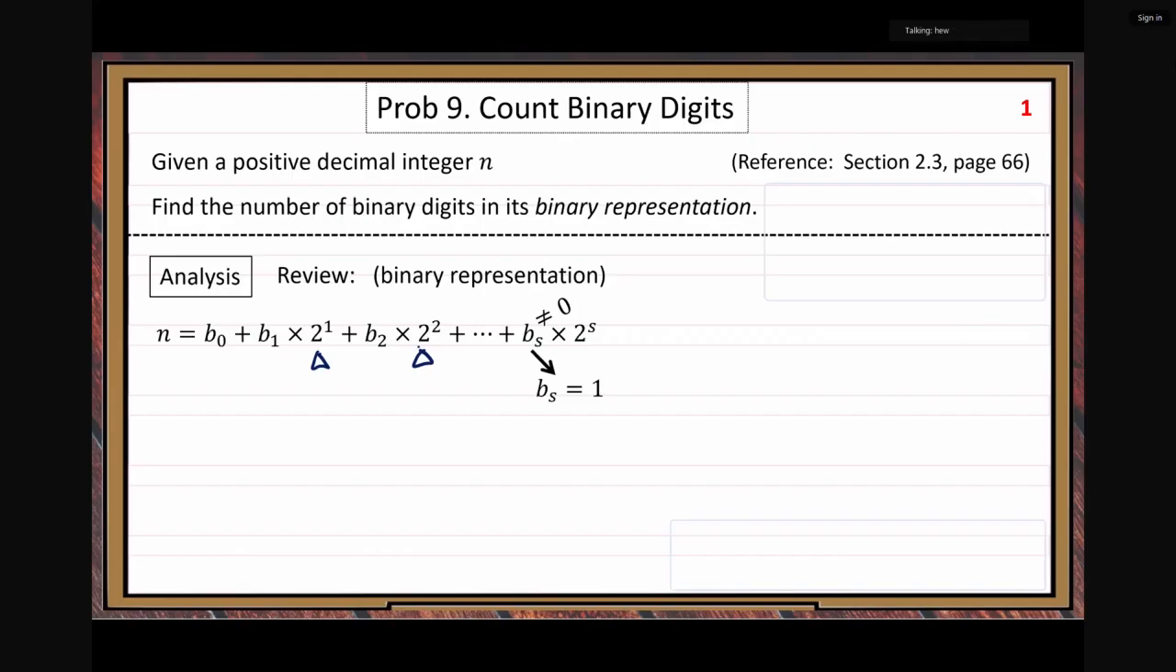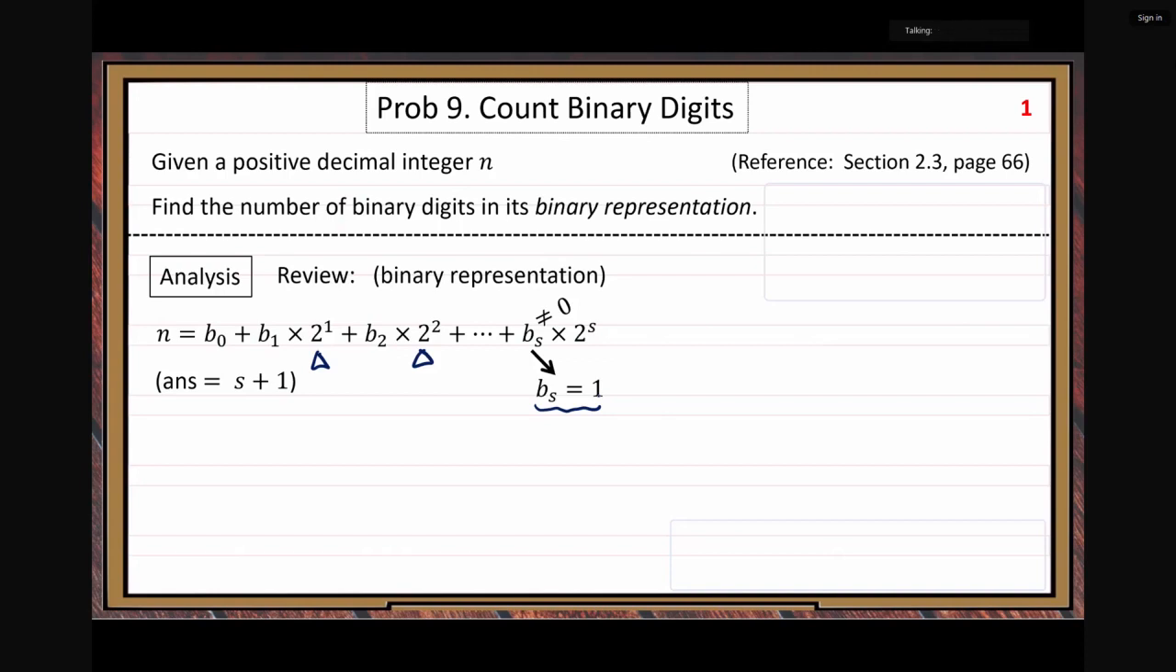Based on this representation, b sub s must be 1. If it's 0, then you just use the lower bit term and do not use this term. So you can assume b sub s equals 1. Then if we can represent it in this way, our answer is s plus 1, because we count the number of coefficients, b0, b1 through bs, so total s plus 1.